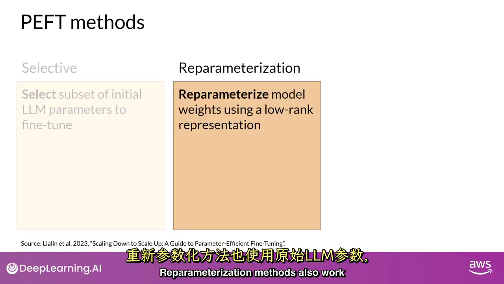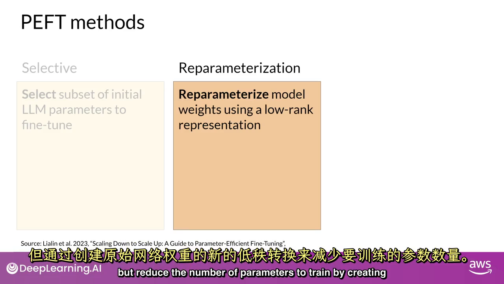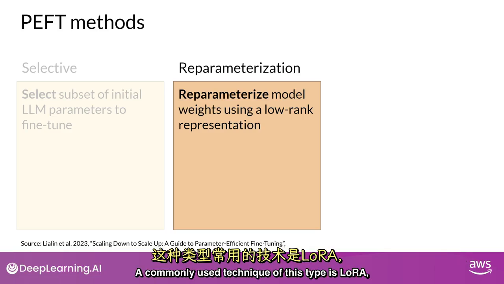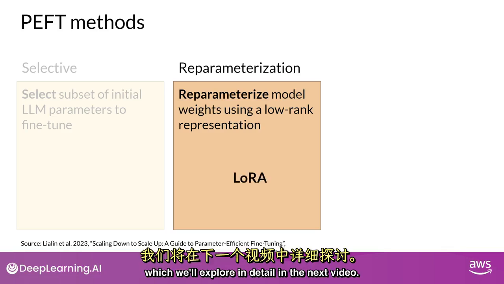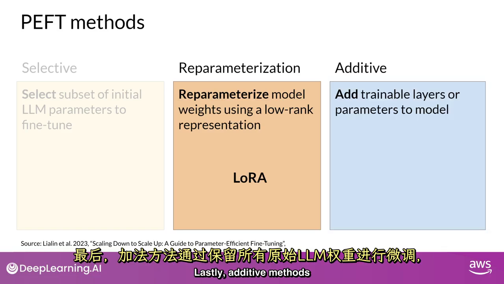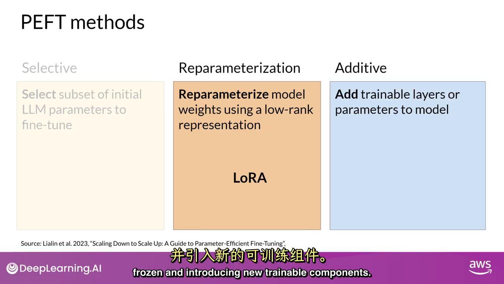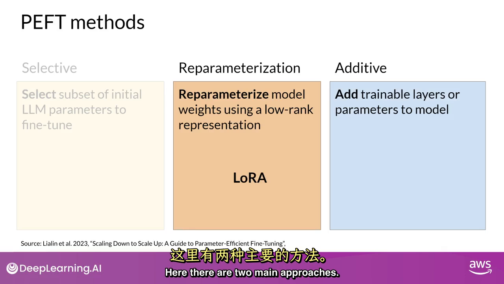Reparameterization methods also work with the original LLM parameters, but reduce the number of parameters to train by creating new low-rank transformations of the original network weights. A commonly used technique of this type is LoRA, which you'll explore in detail in the next video. Lastly, additive methods carry out fine-tuning by keeping all of the original LLM weights frozen and introducing new trainable components. Here there are two main approaches.